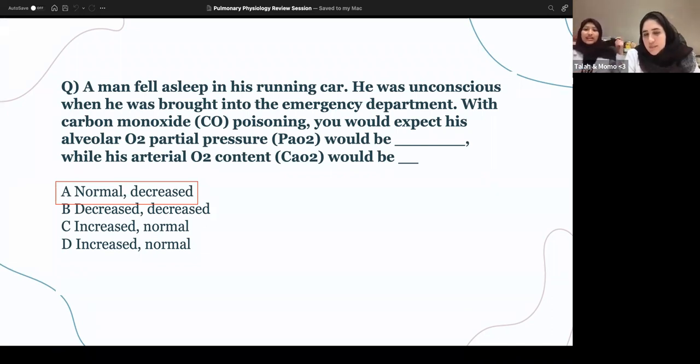Okay, but the main idea here, guys, is that usually the lung is not going to be affected by the carbon monoxide. What will be affected is the content of oxygen inside the blood. Because the carbon monoxide is going to bind to the hemoglobin, the oxygen will not be able to bind to the hemoglobin, and the amount of oxygen in the capillaries will decrease.